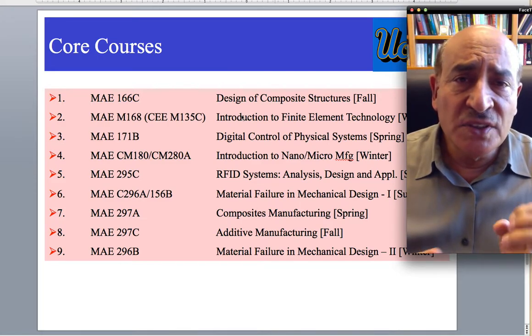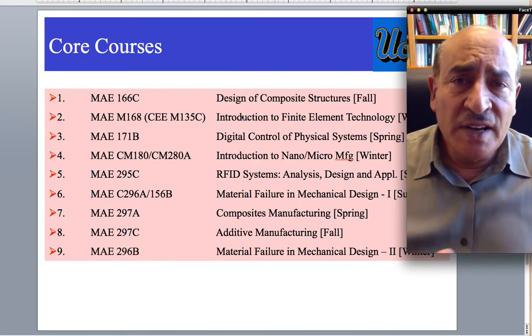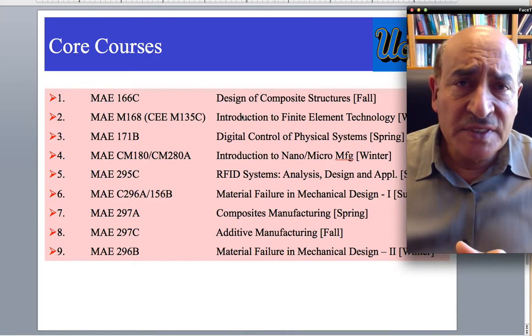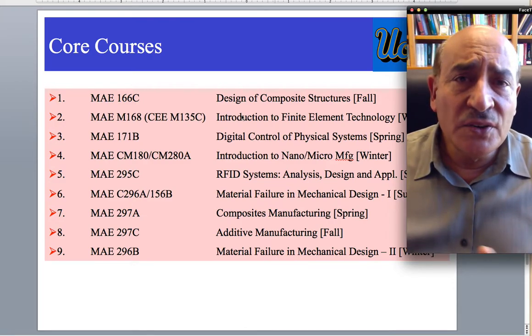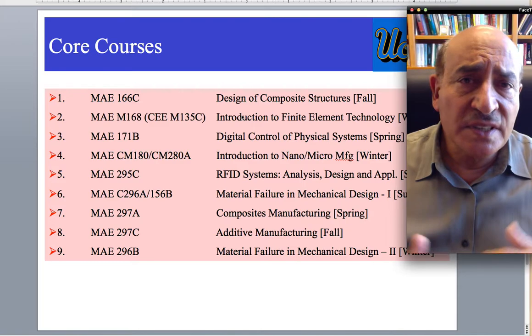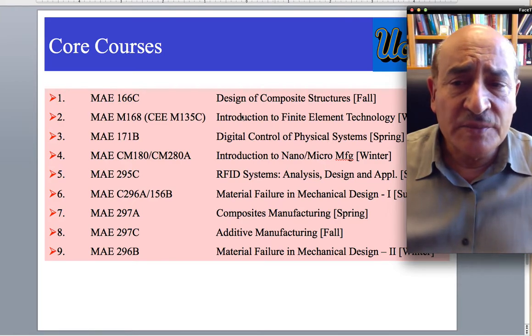So you get into a little bit on the mechanics of how finite element is applied, and you also have the ability to use some of the commercial codes like Abaqus. So this is kind of introductory level to finite element.